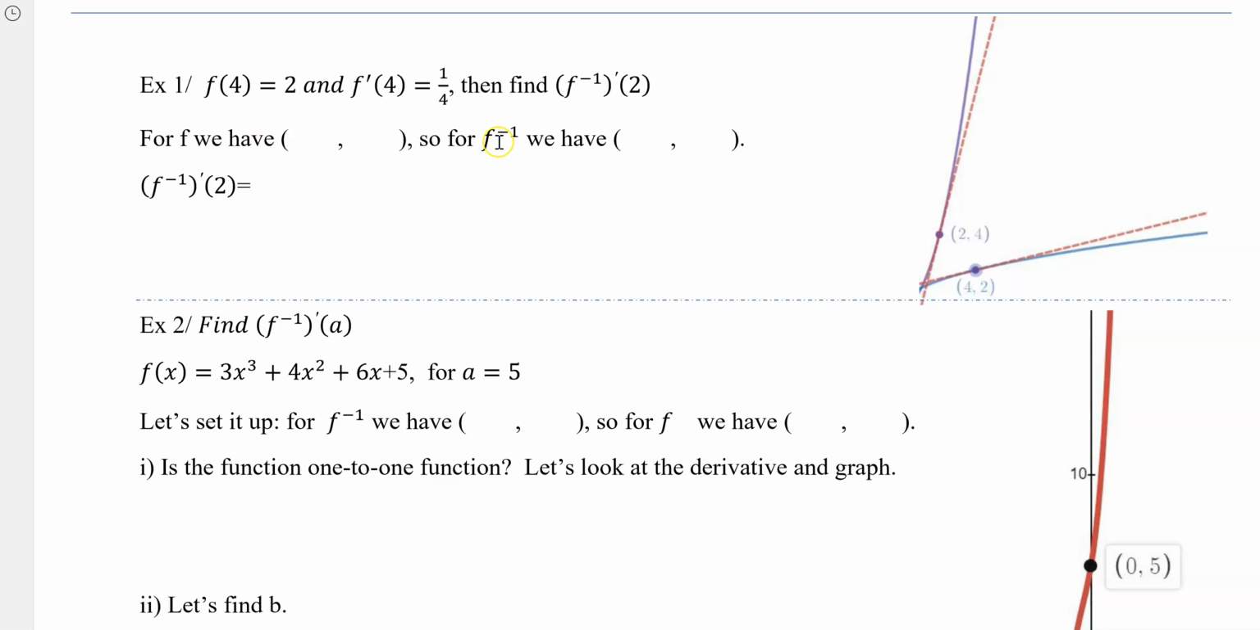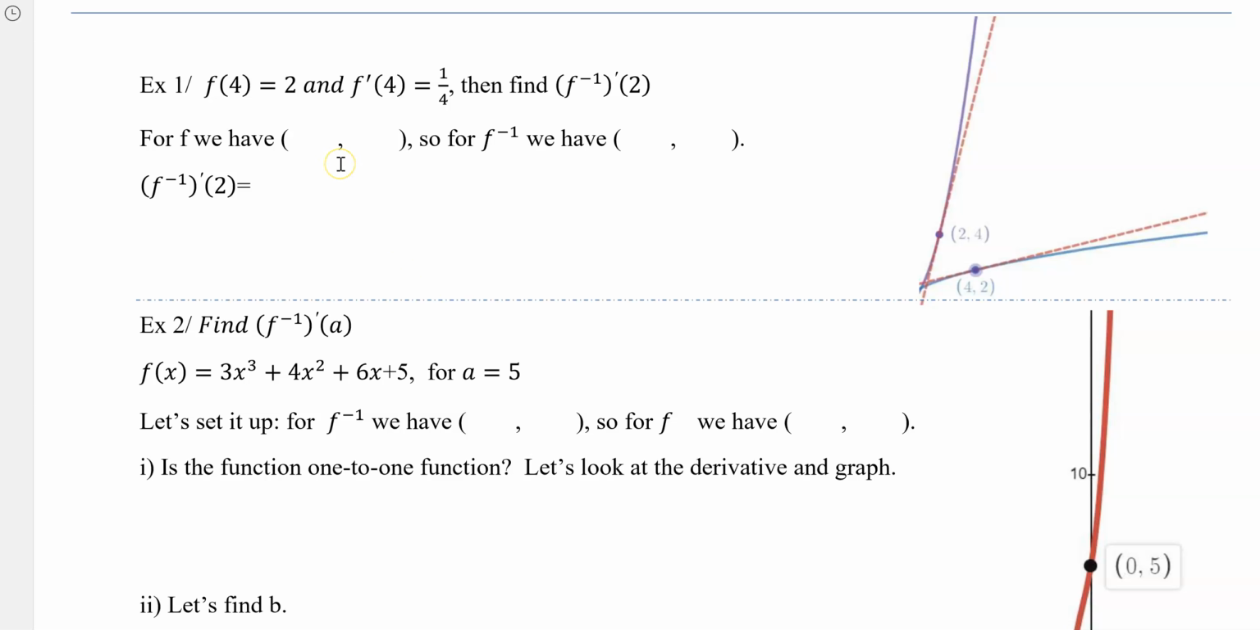So I'll let you read it real quick. Give yourself a few seconds. Okay, so f of 4 is equal to 2, and f prime of 4 is 1/4. Then find the derivative of the inverse at 2.